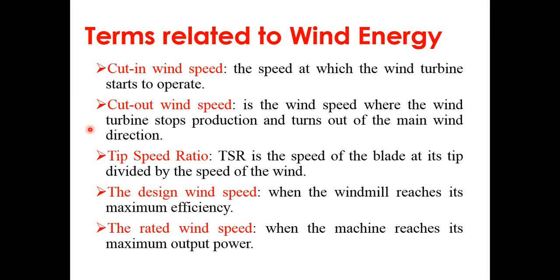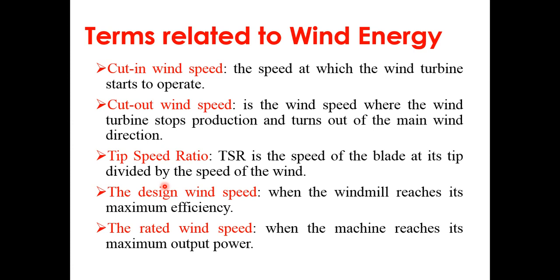The next definition is the tip speed ratio, abbreviated as TSR. It is the ratio of the speed of the blade at its tip divided by the wind speed, or speed of the wind. As the wind speed is variable in nature, the TSR is not constant. So if you observe a change in wind speed, the TSR is going to change.